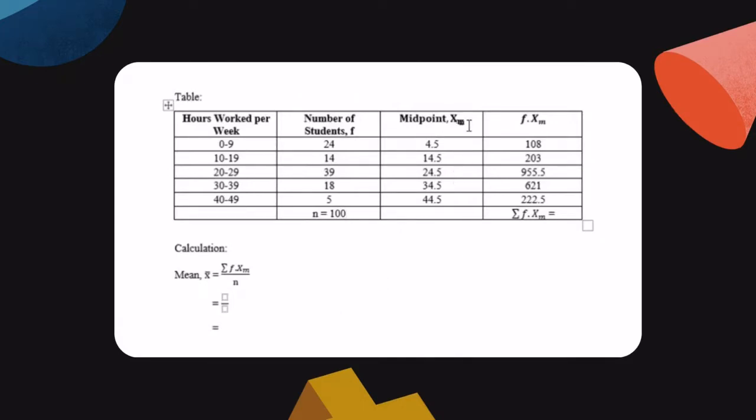Next, for the midpoint, calculate it by adding the upper limit with the lower limit and dividing it by 2. The same step needs to be repeated for each class. For the last column, what we need to do is multiply the midpoint by the frequency, or the other way around, to fill in the blank and find the sum, which for this one is 2110. Lastly, put the sum obtained from the last column and the sum of the frequencies inside the equation. And the answer will be 21.10.